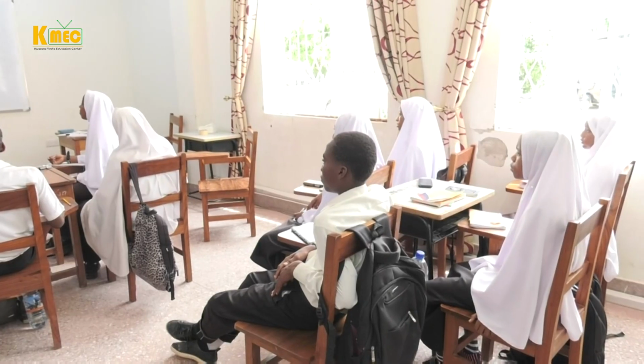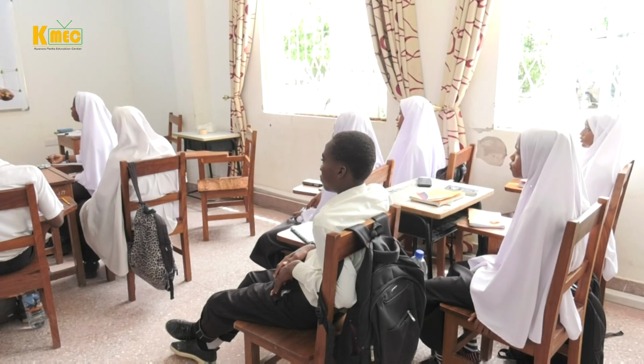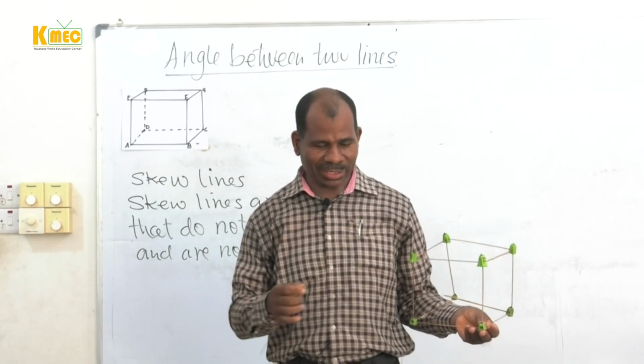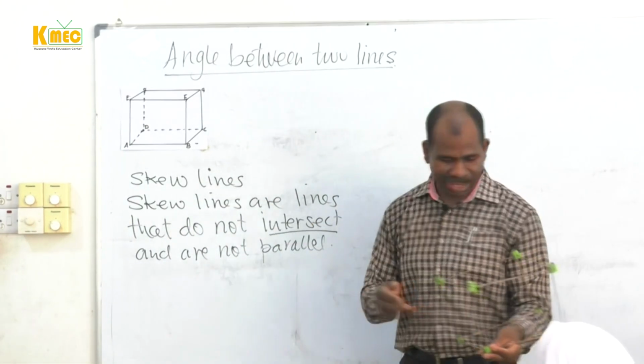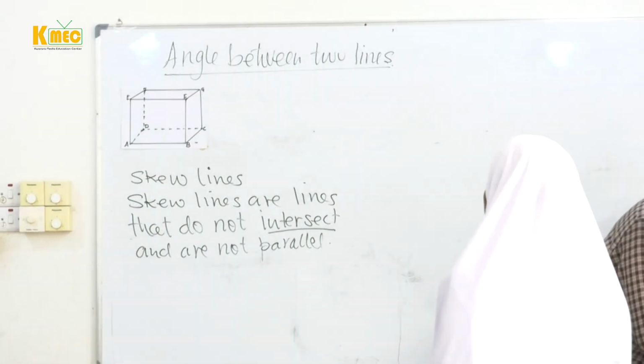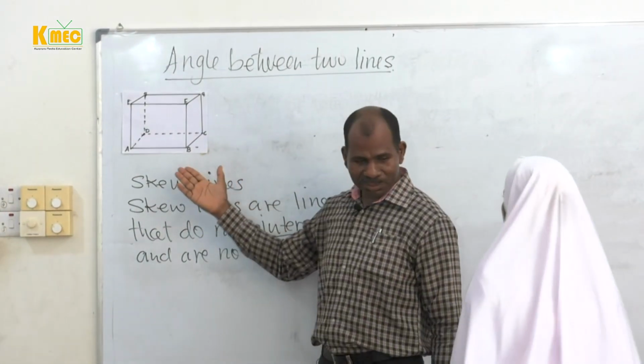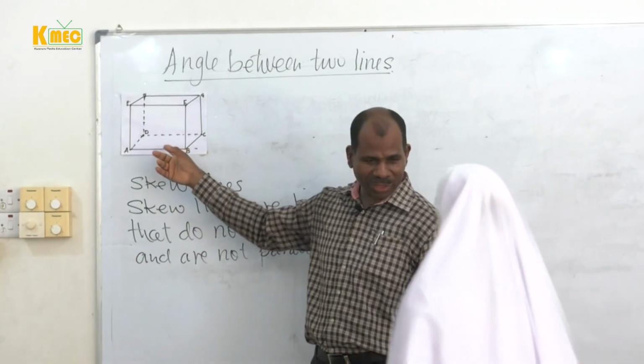Can we have other skew lines? Who can tell us other skew lines? Yes. Can you use this figure? Tell me the points using this figure. Which lines? Can you show? No, show me through this figure.